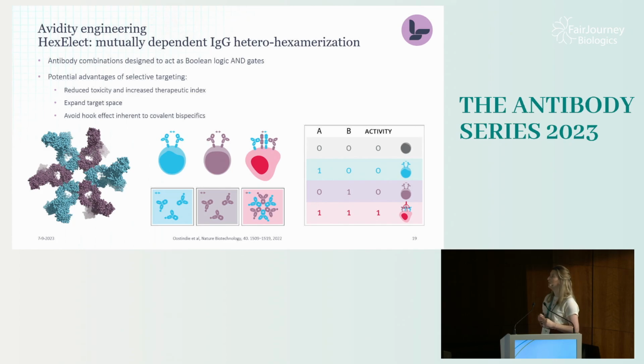And another potential advantage may be to avoid the hook effect that we would usually or sometimes see with covalent bispecifics. So what we would like to end up with this technology is a sort of an on-off switch, where you have this heterohexamerization occurring on the cell surfaces of cells co-expressing 2 targets, while no hexamerization occurs on cells expressing 1 target.